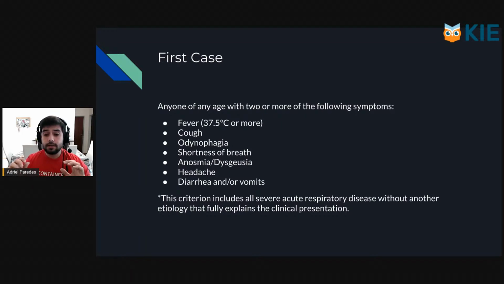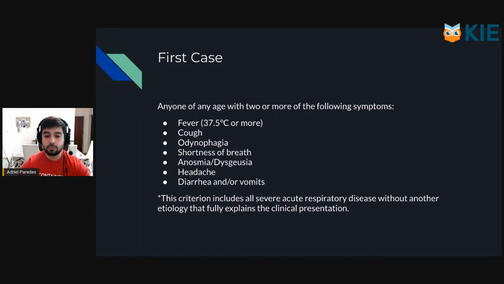Those words are hard to understand at the very beginning, but that's one of the first things a knowledge engineer should do: understand what you are talking about, because maybe those concepts are easy for researchers, but for us they are not, and we need to translate them into something we can understand. And apart from that, all these criteria include all severe acute respiratory diseases without any other etiology that fully explains the clinical presentation. That means any kind of severe acute respiratory disease, no matter what.